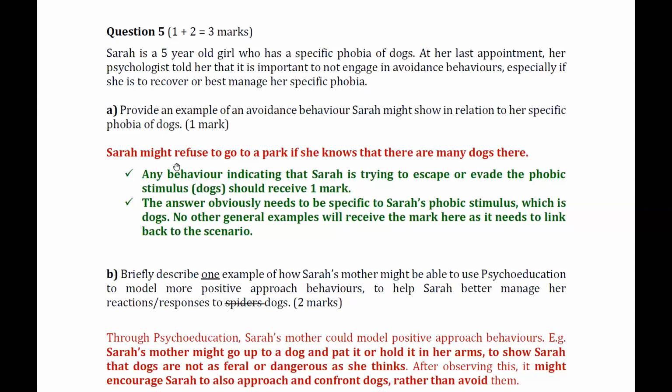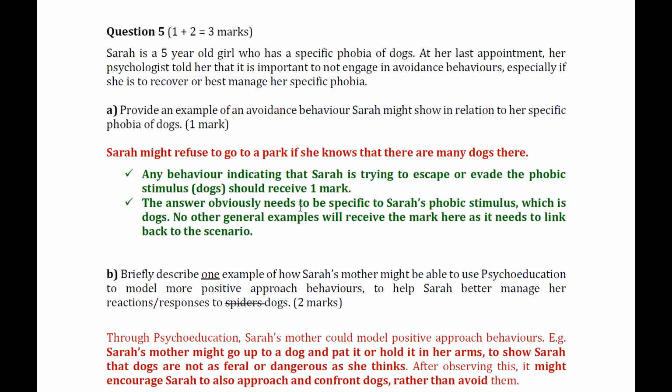Pet store would be fine. If you write Sarah might refuse to go to a pet store, or you might even say Sarah might refuse to go to a specific shopping center because the pet store is right at the entrance, that would be fine. So obviously something where there would logically be a dog present. That's what we're looking for. So this is it.